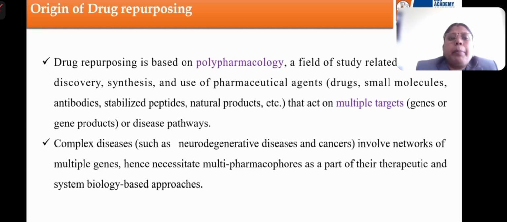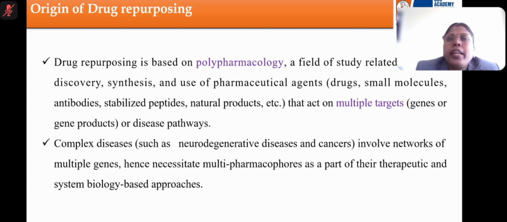Drug repurposing is based on polypharmacology, a field of study related to the design, discovery, synthesis and use of pharmaceutical agents like small molecules, drugs, antibodies, stabilized peptides, and natural products that act on multiple targets. Again and again I am stressing these two words, which are very important in the field of drug repurposing, where you will be playing with many targets and multiple pathways.